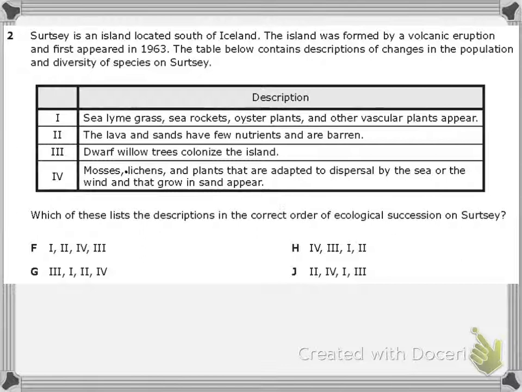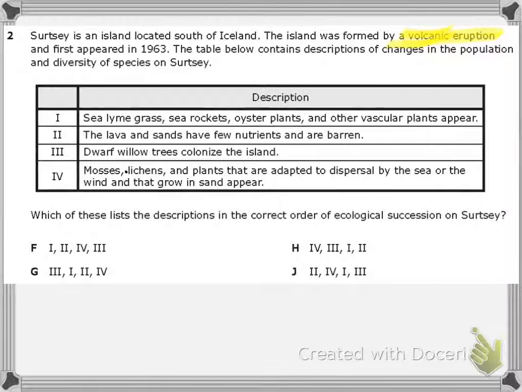So this is the basis of the question. There's an island located south of Iceland. It was formed by a volcanic eruption and first appeared in 1963. Awesome. The table below contains descriptions of changes in the population diversity on this island. So the question is this. Which of the following lists the description of the correct order of ecological succession on this island? Okay. Now, to rephrase that, the island formed, list the things that probably happened in order.